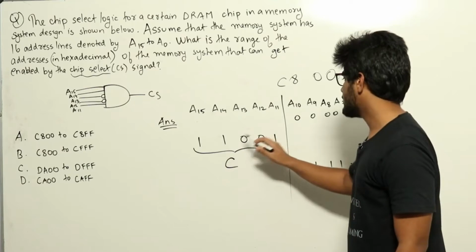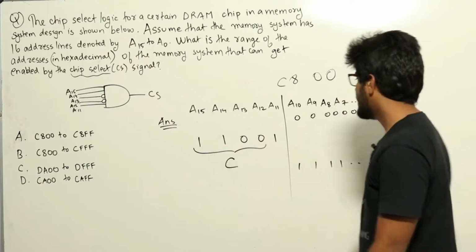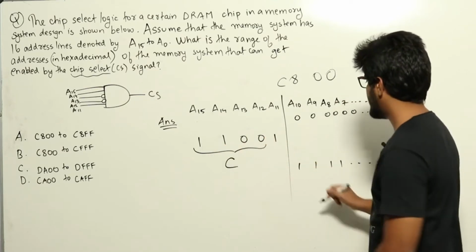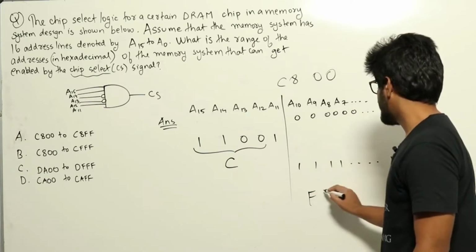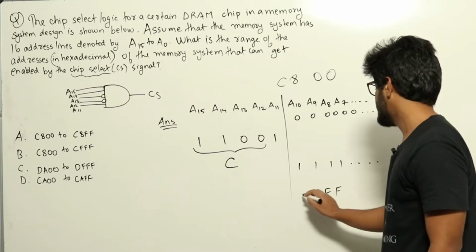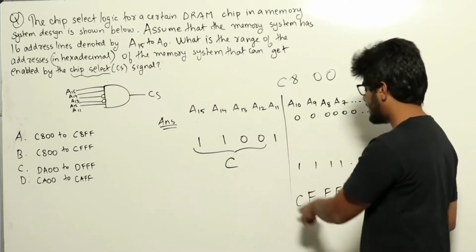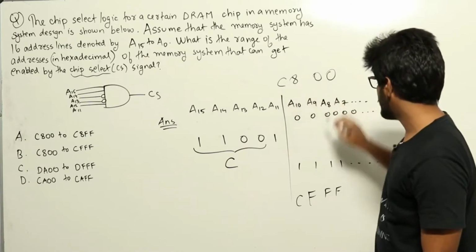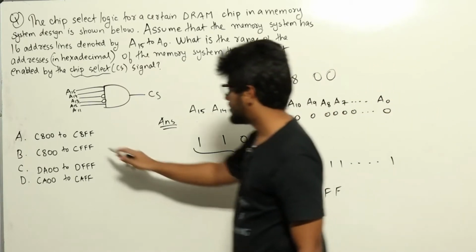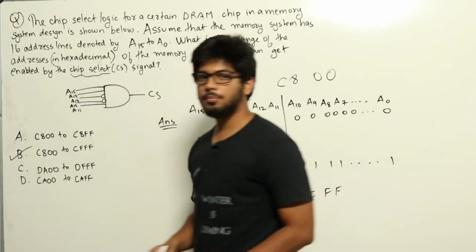and the largest address will be, we keep 11001 the same, so this is C. The rest is 1111, that is F, and the next 8 bits will be all ones, that is FF. So this address is CFFF. So the largest address is CFFF. So the range of the addresses is from C800 to CFFF, that is given in option B.